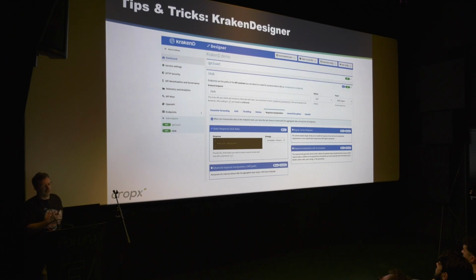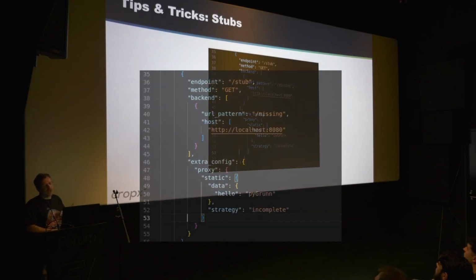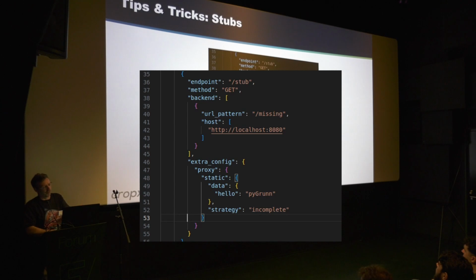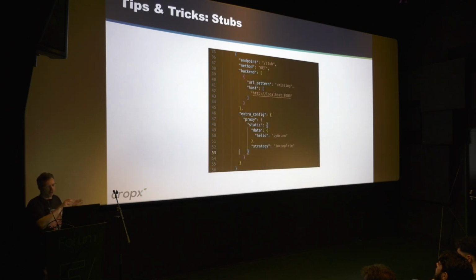You can use the KrakenD configuration to specify how your endpoint should look and what the responses should look like, and right away the front-end developer can start developing the front end based on the stubs. So I think that's a really cool feature. And then if you save it, it looks like this, extra config.